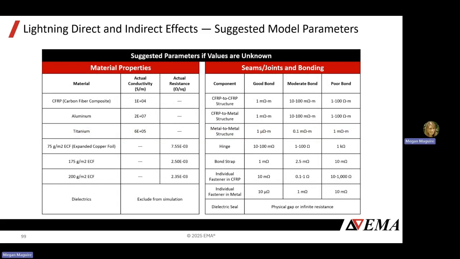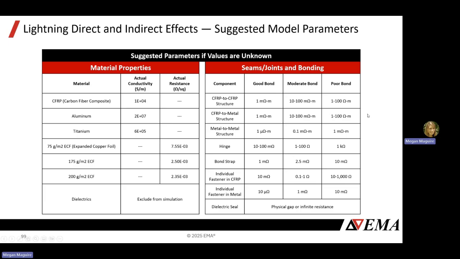And then some parameters if you don't know what you're dealing with in terms of bonds or materials. On the left, I give some examples like CFRP. If that's all you know, you don't have information about the plies, you don't have test results, you could just go with something like 1E4 in the meantime. Aluminum, titanium, ECF. Dielectrics you can exclude from your simulation for the most part. For lightning, they're effectively transparent. They're not going to conduct current, so those can be excluded.